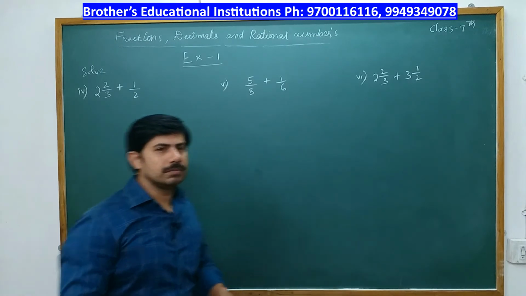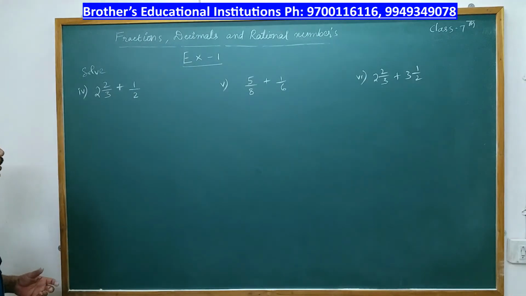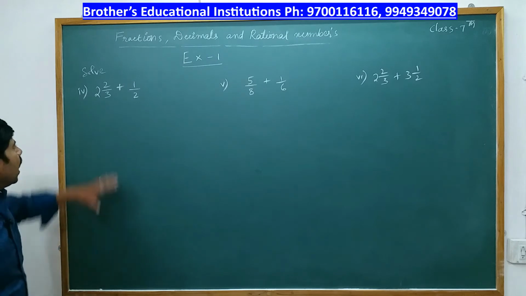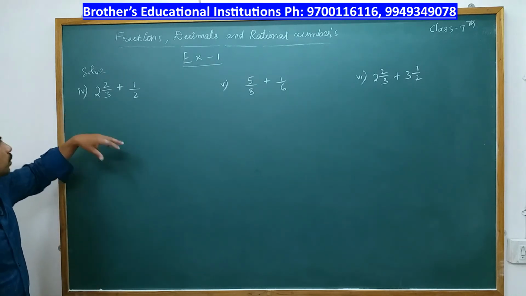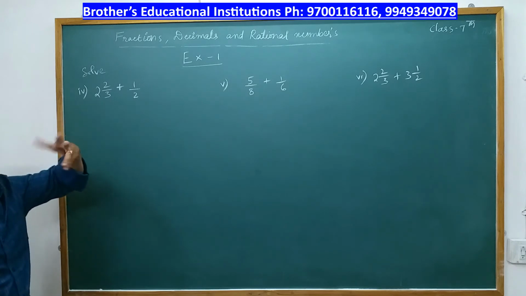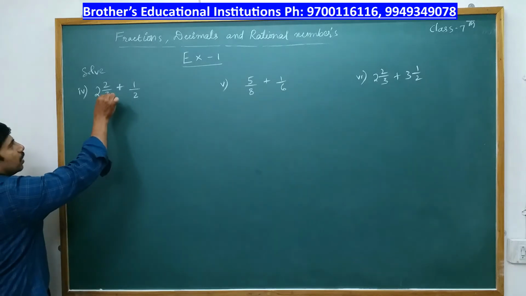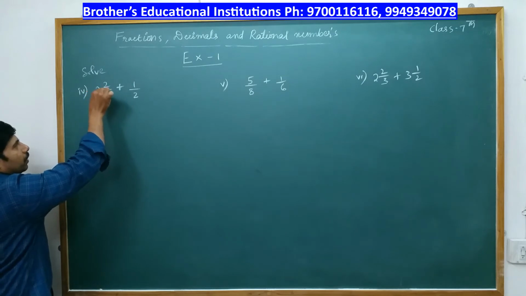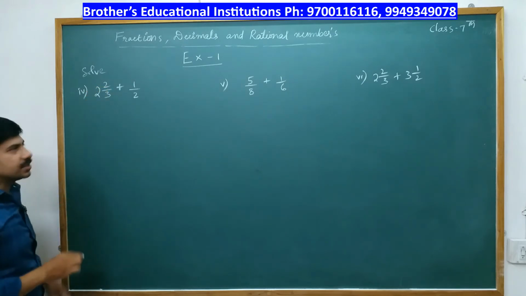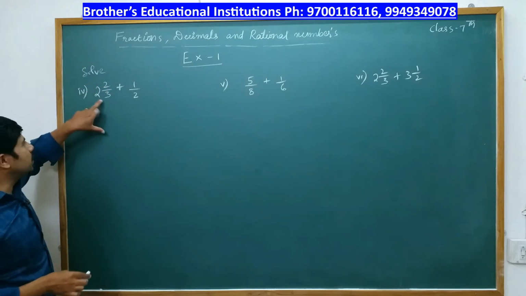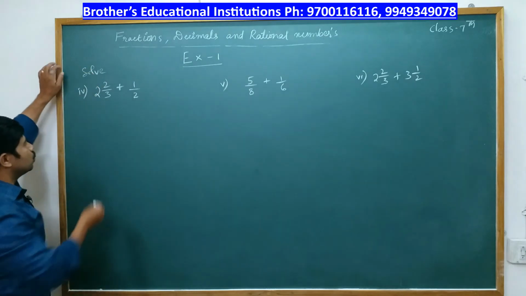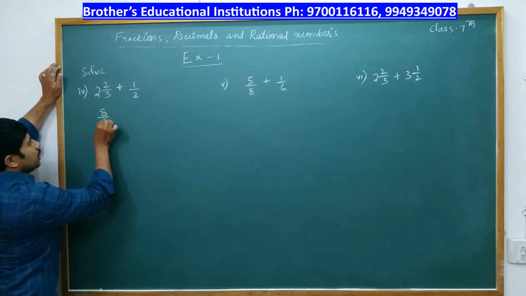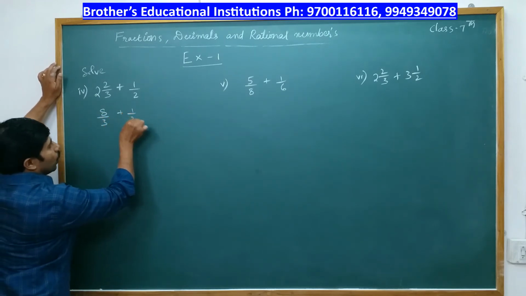So next problem, 2 by 3 plus 1 by 2. See, now we have a mixed fraction. We need to convert it into an improper fraction. See how to convert. Multiply the whole number with the denominator. 2 3s are 6, plus 2. This numerator you have to add. 2 3s are 6 plus 2 is 8 by 3 plus 1 by 2.